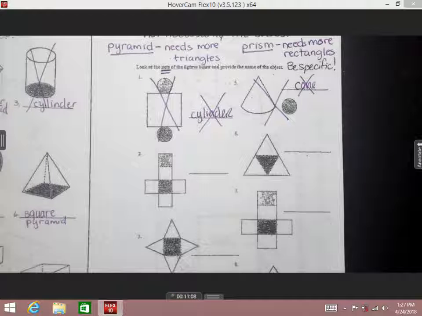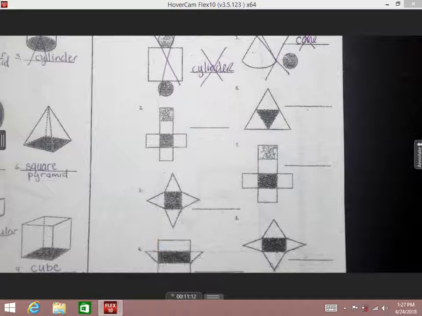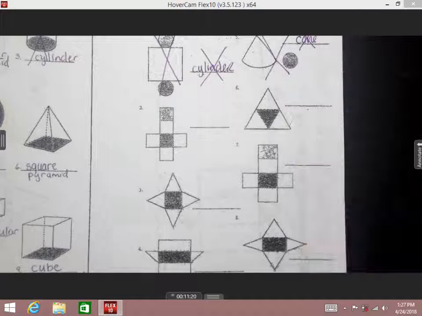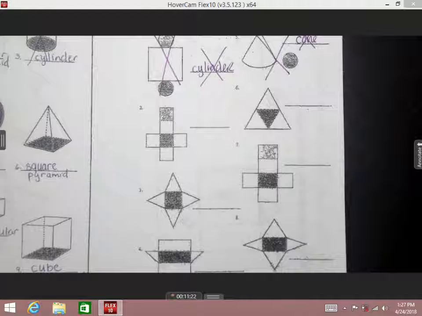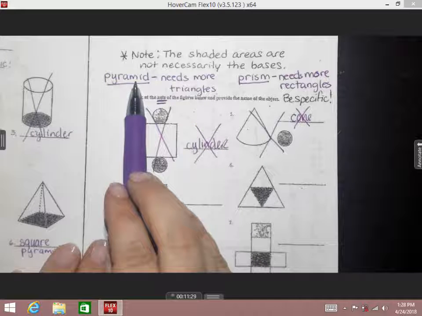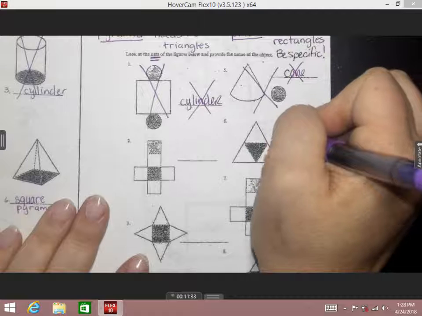Before we talk about the surface area, which is in our learning target, we are going to talk about how to name these. We're going to do that really quick. I want you to listen very carefully to how I'm asking myself these questions. We'll look at number 6 first. I'm going to ask myself, does this have a lot of triangles or a lot of rectangles? Triangles. And if it has more triangles, it's a pyramid. So I automatically know this is a pyramid.